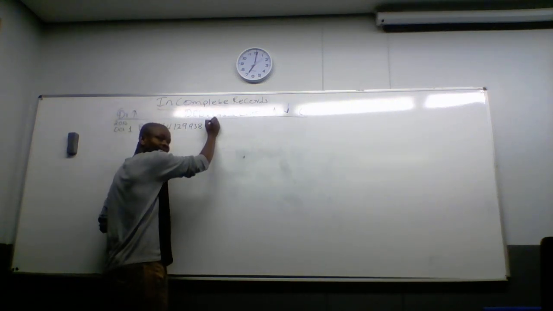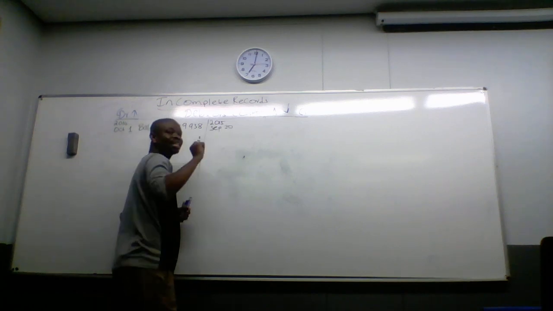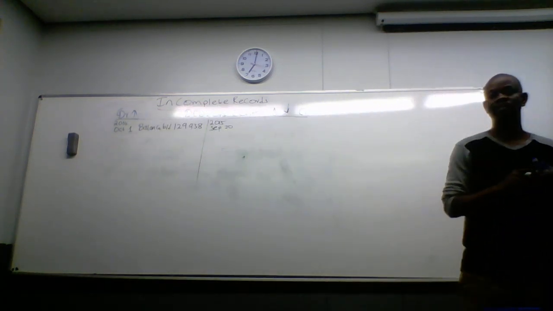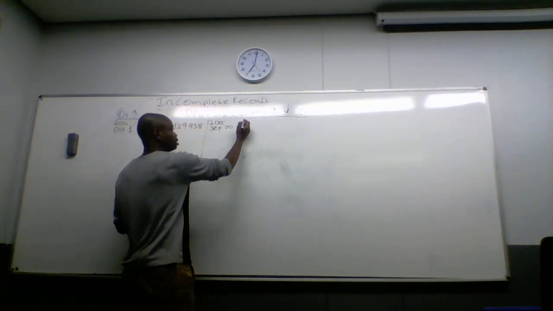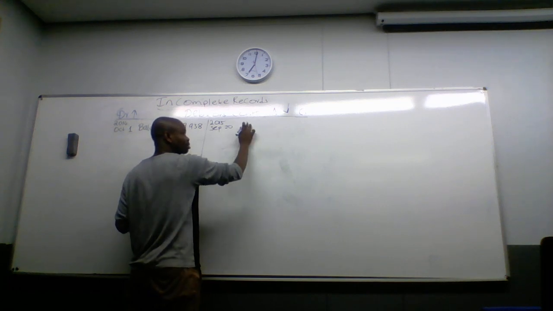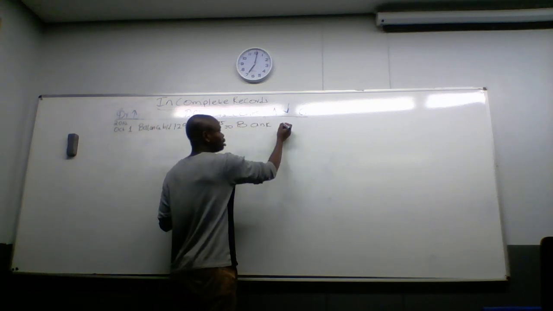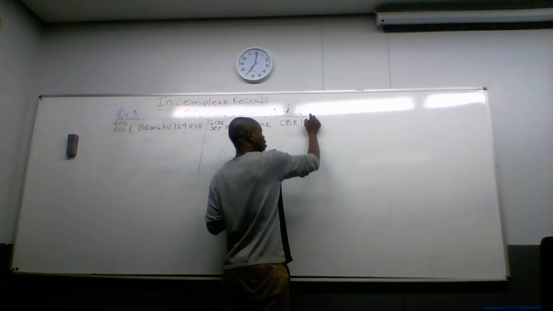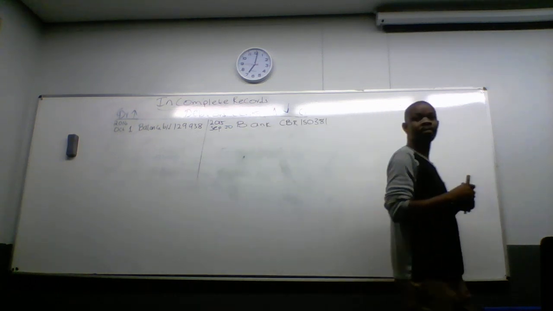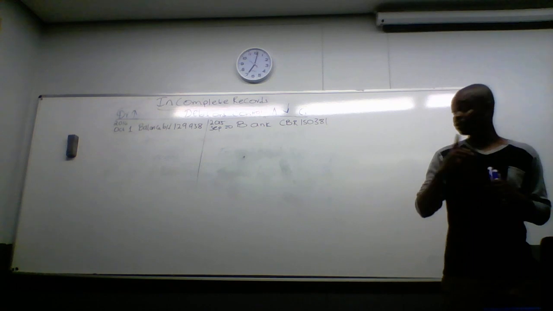What is the date of the year? The 30th of September, 2015. Please scratch that cash sales. I think you've got a point there. This was a previous paper. So what is the contra here? One after that, before the amount. Bank. Which book do you normally use? CBR. How much is it? 150,381. Thank you very much.